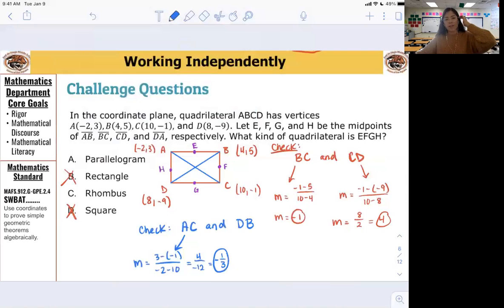Okay, cool. Now DB. We're almost there. So -9 minus 5 and 8 minus 4, good. We're getting the hang of it. -9 minus 5 is -14 over 4. Does that give me what I'm looking for? What does that simplify to?